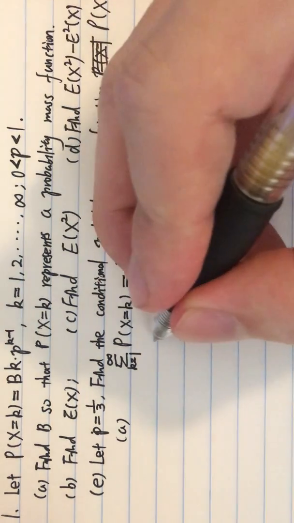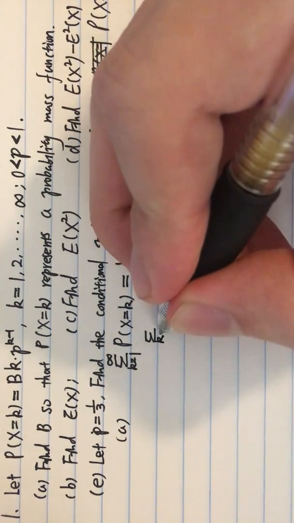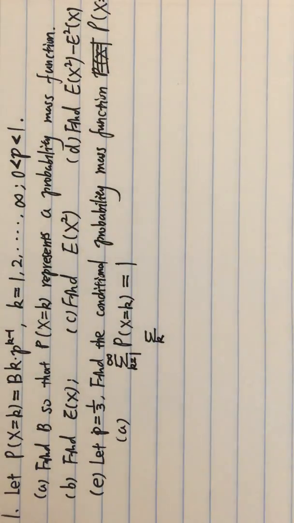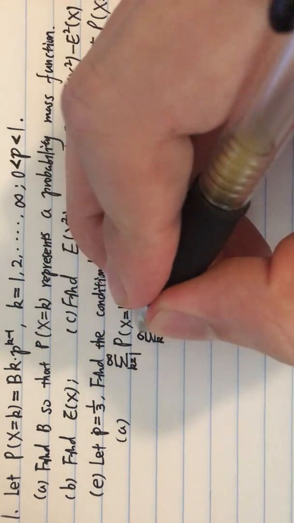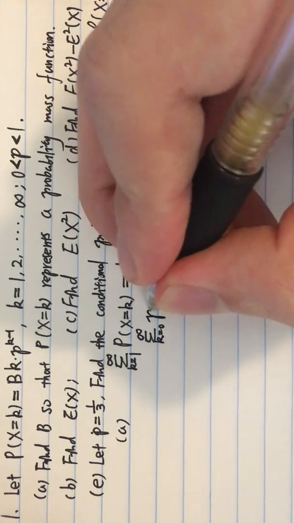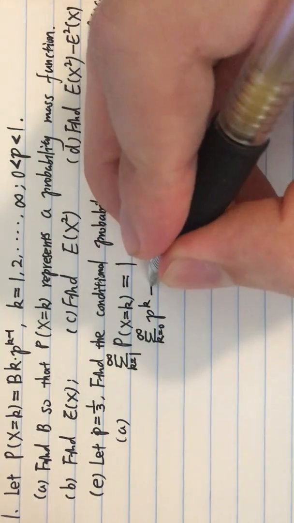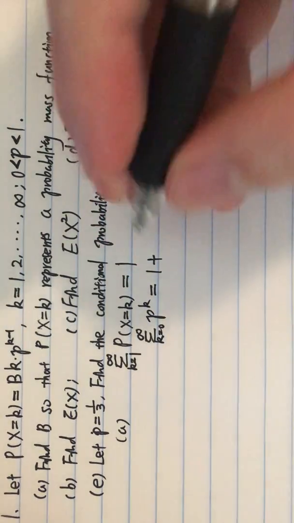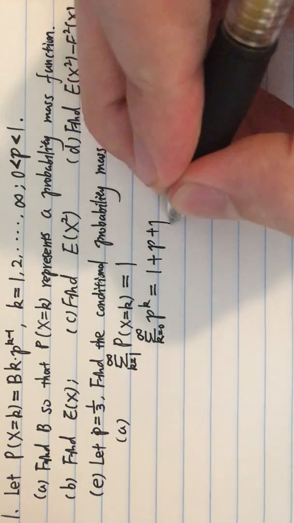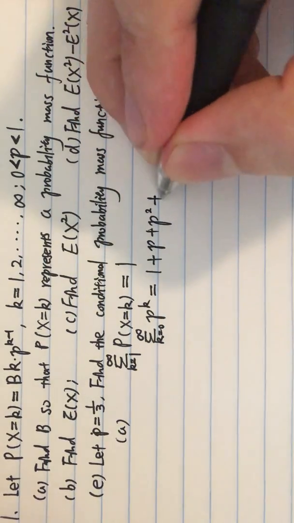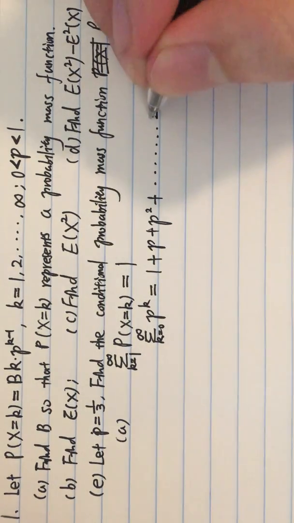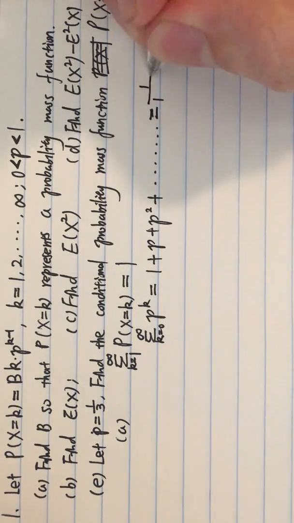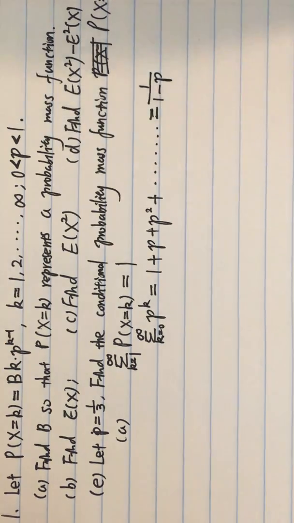First, let's see that we know that the sum from k equals 0 to infinity of p to the power of k equals 1 plus p plus p to the power of 2 plus and so on, which equals 1 over 1 minus p.